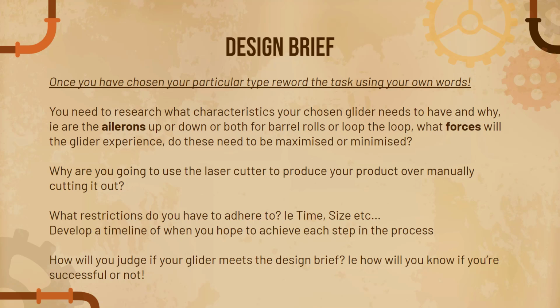Develop a timeline of what you hope to achieve in each step of the process and when. For example, by the end of this week, I'd like to have the designs done, or by the second lesson next week, having started some of the design in Fusion. So make sure you start to list those things out and actually think about, is it going to fit in, or what checkpoints do I need to meet to ensure that I meet the due date.